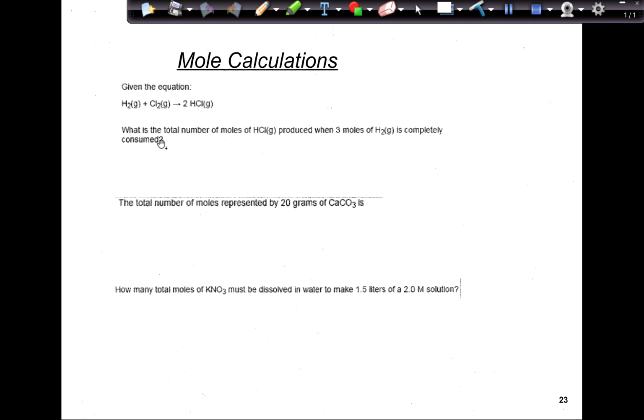If we talk about mole calculations, again, this is another mole-to-mole problem here. What is the total number of moles of HCl produced when 3 moles of H2 is completely consumed? You can either put a 3 on top of the H2 and an X up here, or you can say that they react in a 1-to-1 ratio. So if this one becomes a 3, this becomes a 3 also.